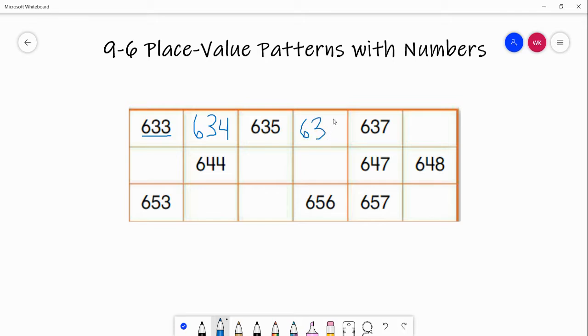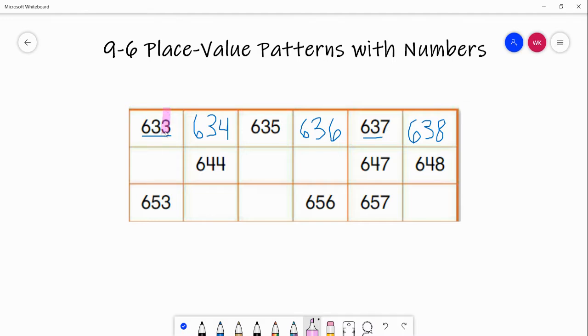636. If you want to pause this video and write down this chart so that you are able to do this with me, that would be awesome. Or you can just pay attention, that's cool too. So our next number is 636, then 637. And now let's look at what our next number is. After 637, we have 638. So now we just completed this entire top row. Now let's start looking for patterns.